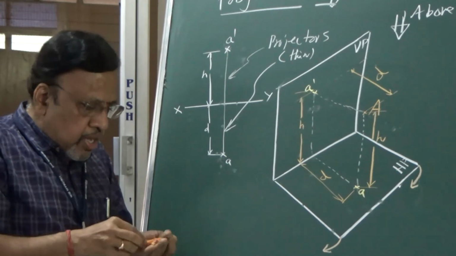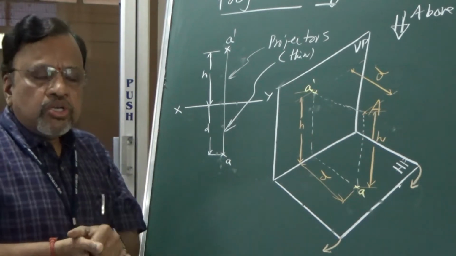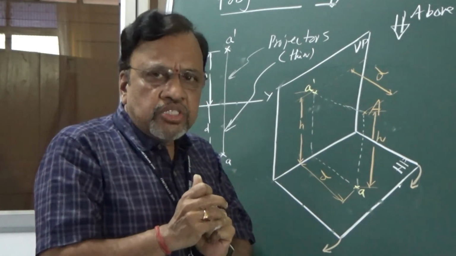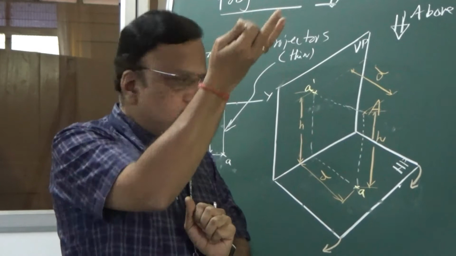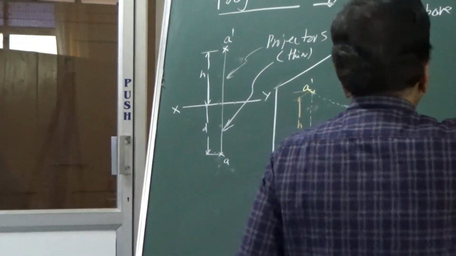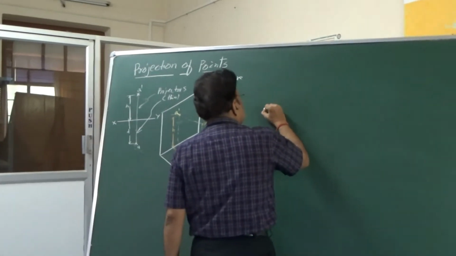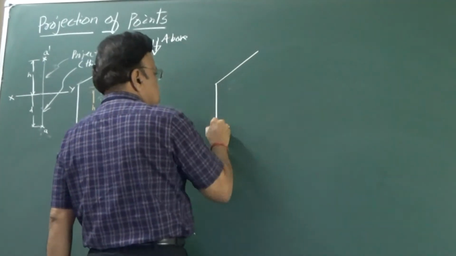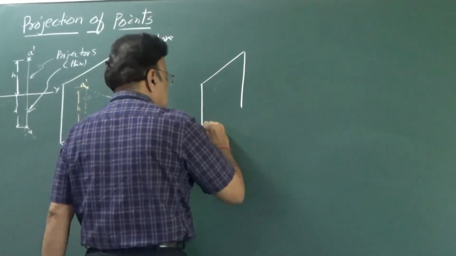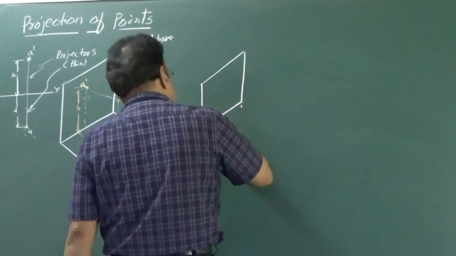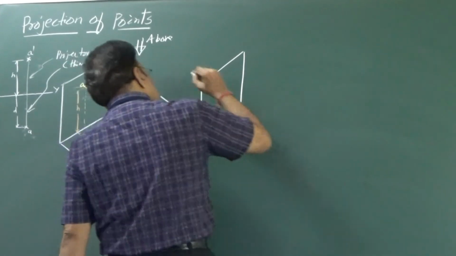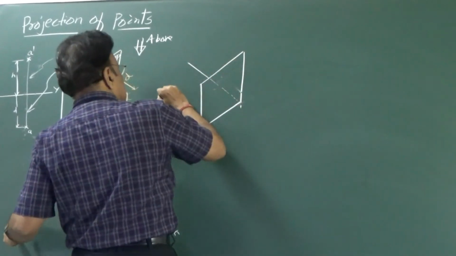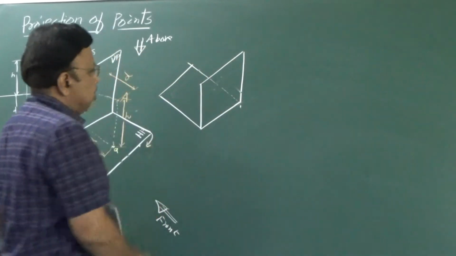Now let me consider that the point is in the second quadrant. What do we mean by a point in the second quadrant? A point in the second quadrant means the point is behind VP and above HP. So let me show that.